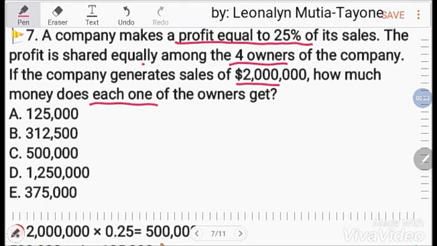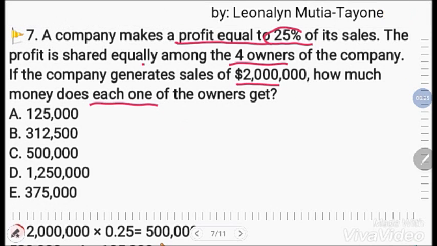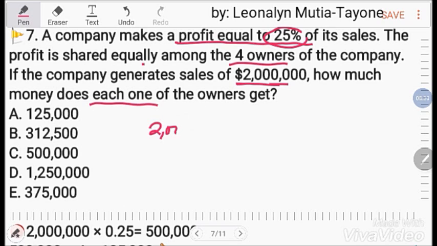Paano ito? Una, 25% sa sales. Yung sales nila is 2 million. Yung 2 million na yan, multiply mo muna ng 25%. 25% or 1/4 ng 2 million, yan yung i-divide ng 4 owners. And this is equal to 500,000.